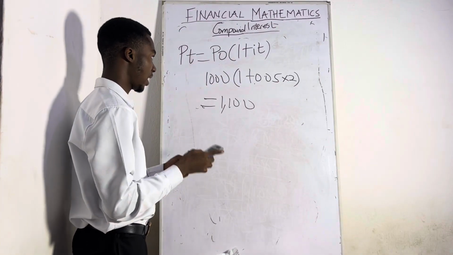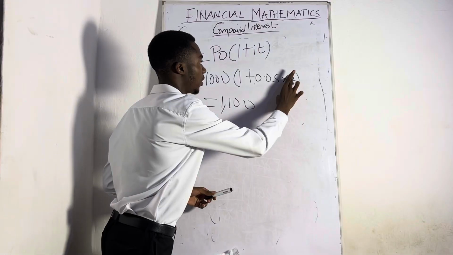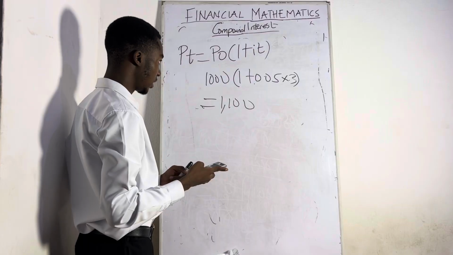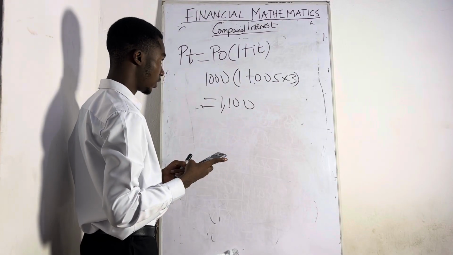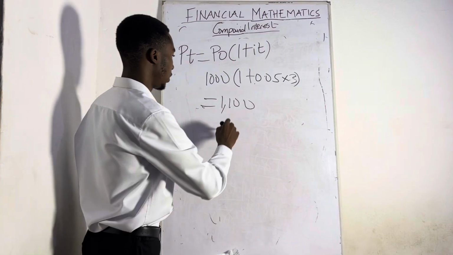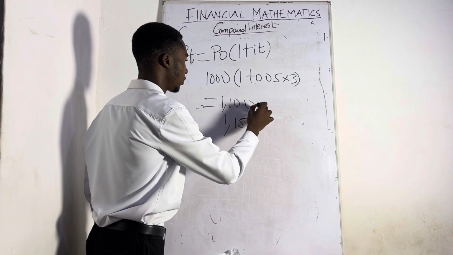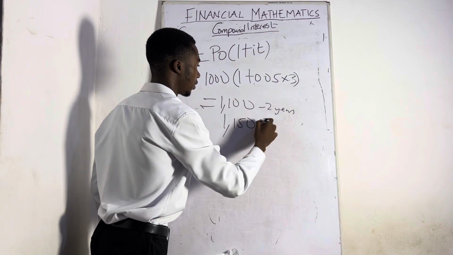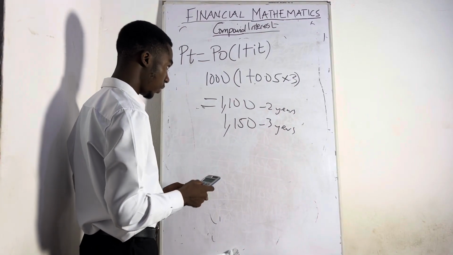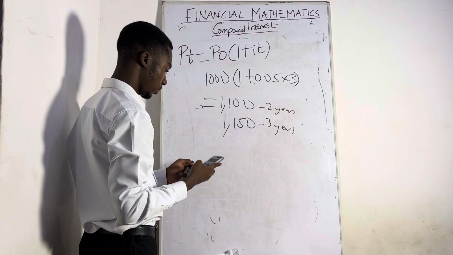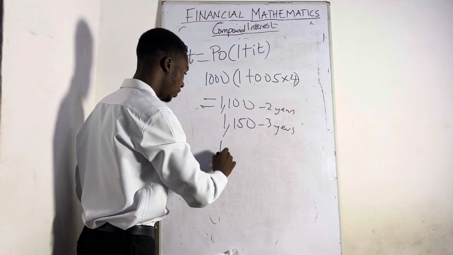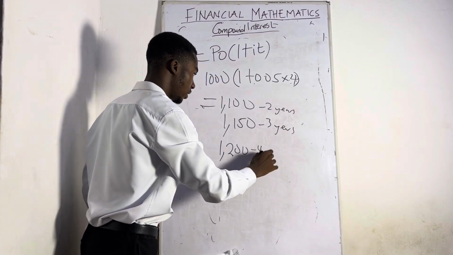Now, assuming it's 3 years' time, I'm just going to change this to 3, which is the number of years. If you punch this on the calculator, you are getting 1,000 into brackets 1 plus 0.05 times 3. You're getting 1,150. So 3 years' time, 1,150. So this is 2 years' time, 3 years' time. Then let's try 4 years' time. For 4 years' time, you just change this to 4. If we change this to 4, and you punch it on the calculator, you're getting 1,200. That's for 4 years' time.